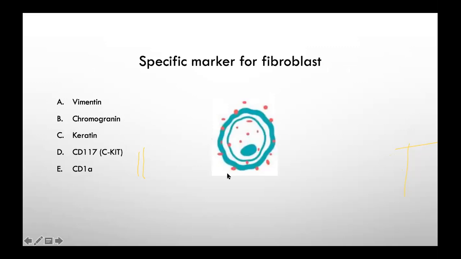A specific marker for the fibroblast. Vimentin, chromogranin, keratin, CD117, or CD1a. It's a fibroblast marker. You may get this question in the exam. Have to give it a shot. Oh, okay. C or A? C. Well, not keratin, because keratin, you will find it in the sweat gland. So that's C out. A is the correct answer. It's vimentin for the fibroblast.